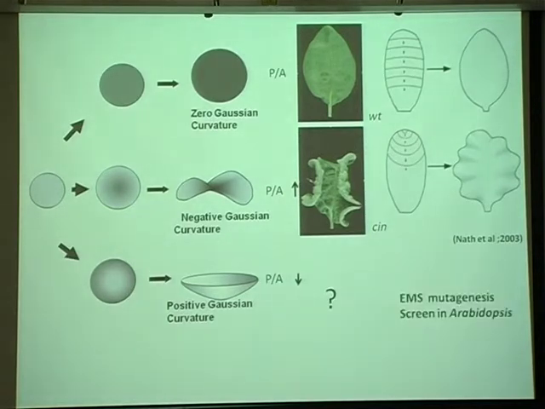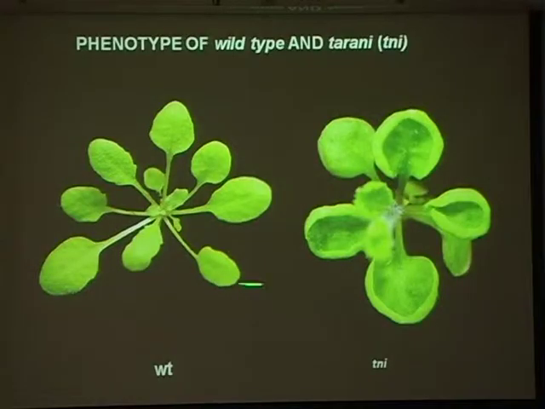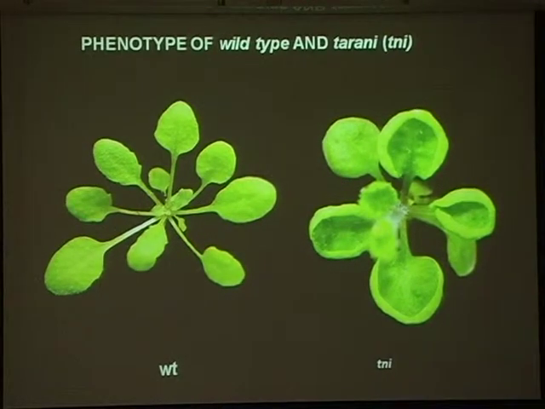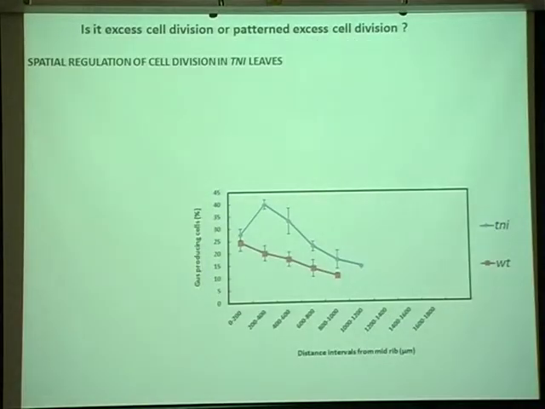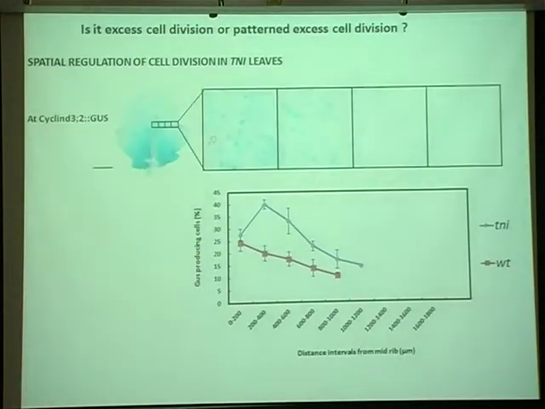We did an EMS mutagenesis screen in Arabidopsis, and we found a mutant, which we named Tharani, wherein you can see that the leaves are cup-shaped. So what we did was we tried to see the cell division, how it is occurring across the medial-lateral axis. So this is from the midrib towards the periphery.